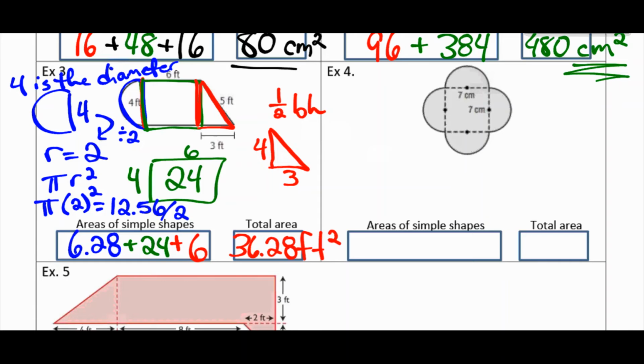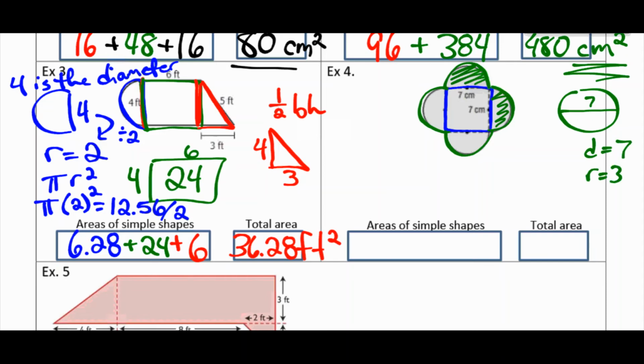Okay, and the next one, I have a square in the middle, and then these half circles coming in. I have a half circle here, another half circle there, another half circle there, another half circle here. There's a few different ways that you can do this, but I'm actually just going to think about that as if I combined all of those. If I combine a half circle and another half circle, that gives me a full circle. That circle has a diameter of 7, which means that the radius is 3.5. 7 divided by 2 is that 3.5.